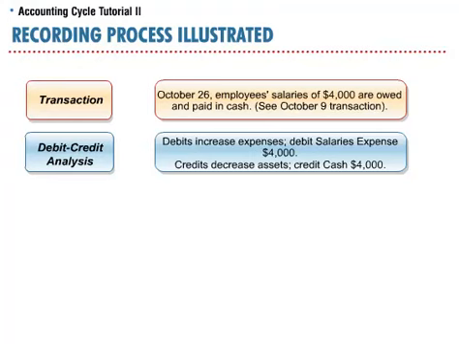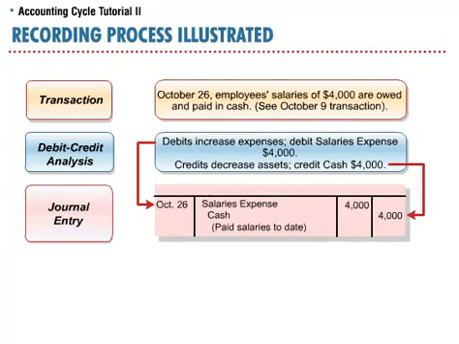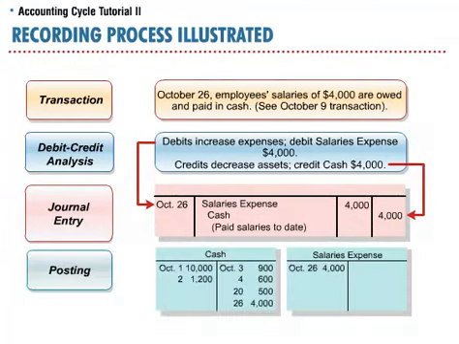Debits increase expenses. Therefore, debit salaries expense $4,000. Credits decrease assets. Therefore, credit cash $4,000. The journal entry to record this transaction would be as shown, and the posting of this entry would appear in the ledger using T accounts.